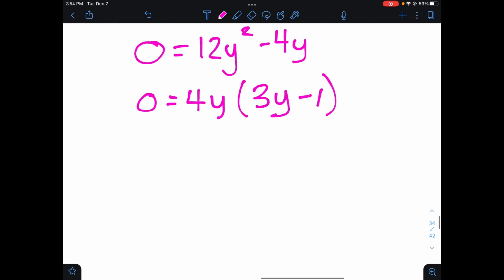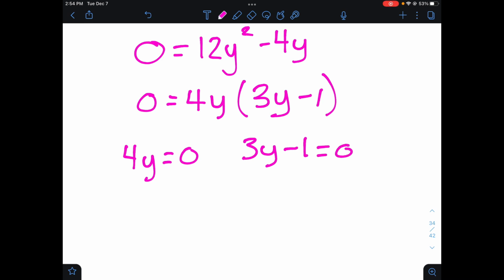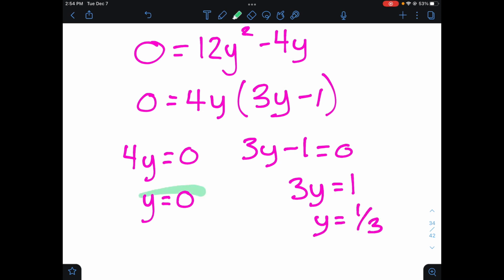And now that that expression is factored, I'm going to set each factor equal to 0 and then solve. So divide both sides by 4. 0 divided by 4 is 0. Over here, add 1. Divide both sides by 3. And we get 1/3.